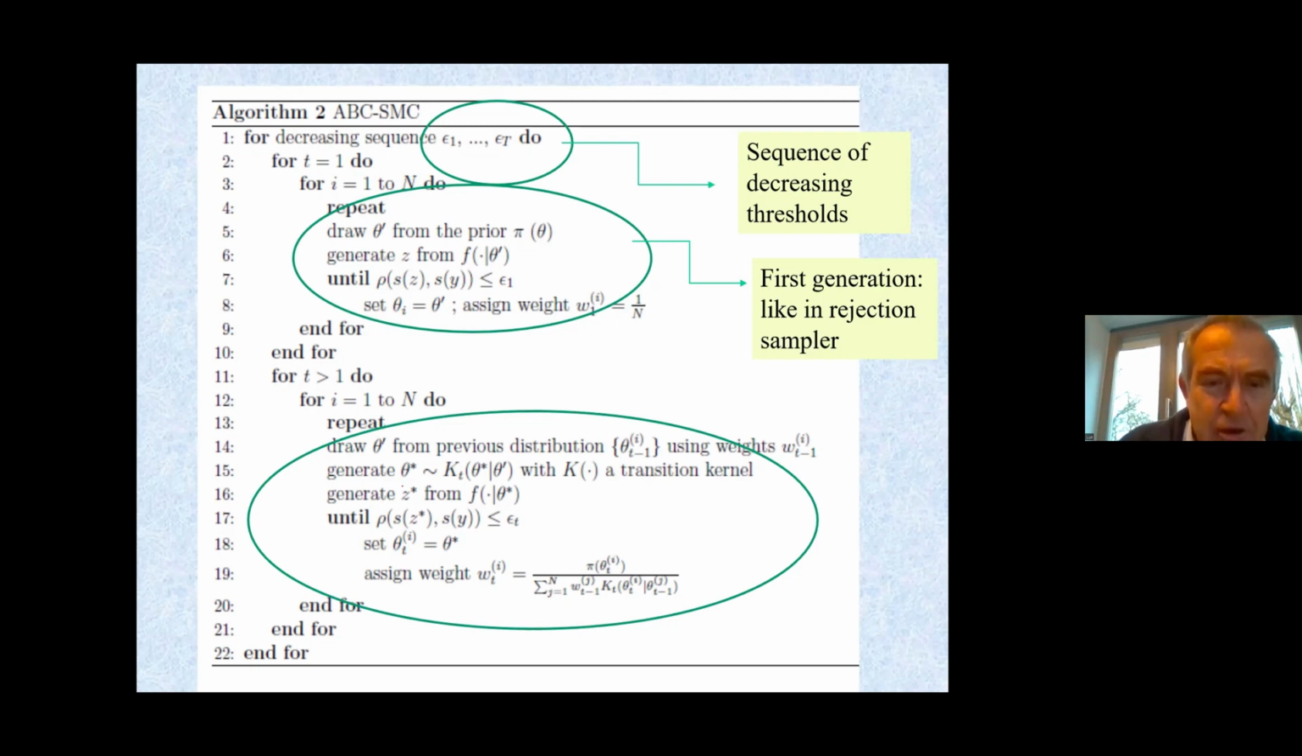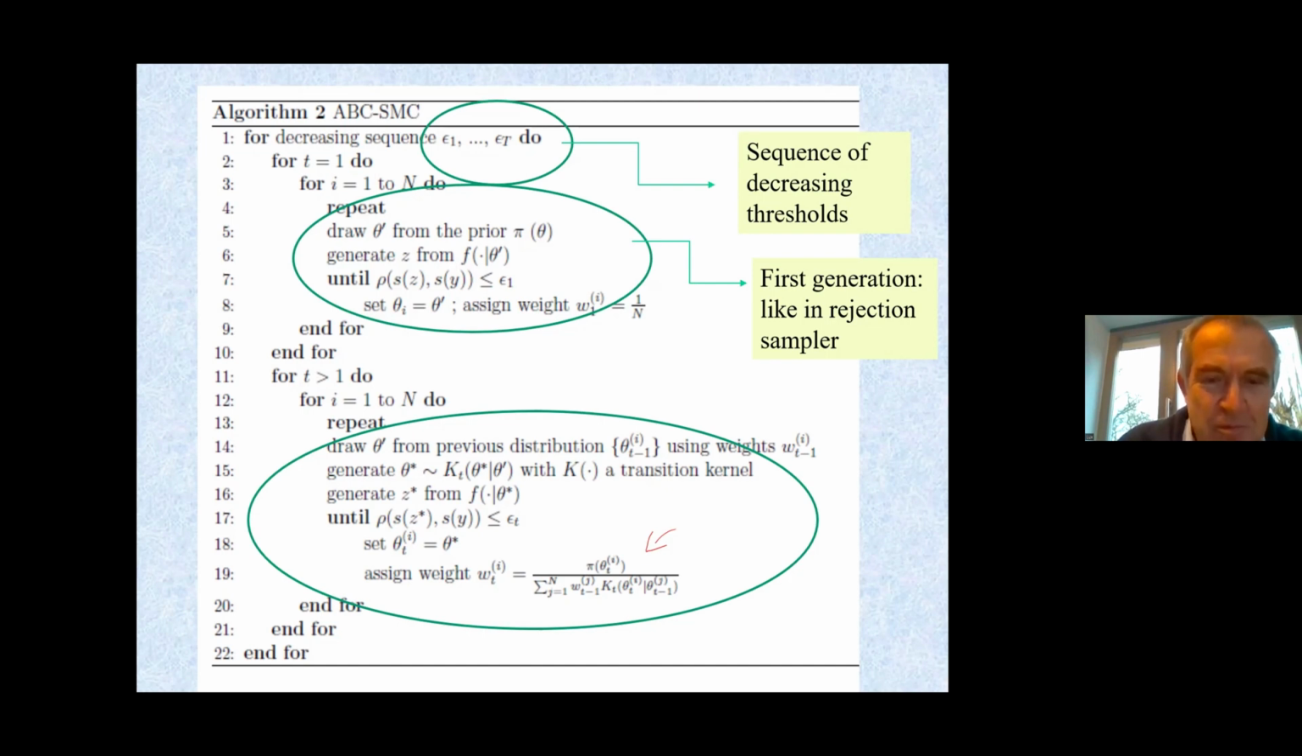You again evaluate the difference between the newly generated simulated data and their moments to the empirical moments. You impose a stricter requirement, a smaller epsilon t, and select again in the next step those that fulfill this stricter requirement. Then comes a step where you have to assign weights. This is a bit complicated. I'm not going into the details. The weights have to take into account the ancestry, so to say, of each one of these members of the new pool of particles of parameter sets.